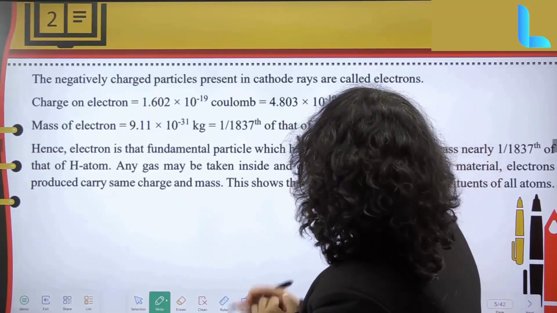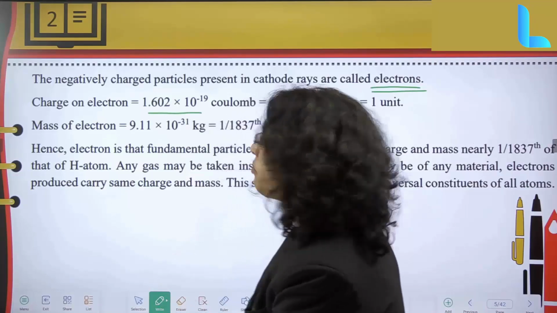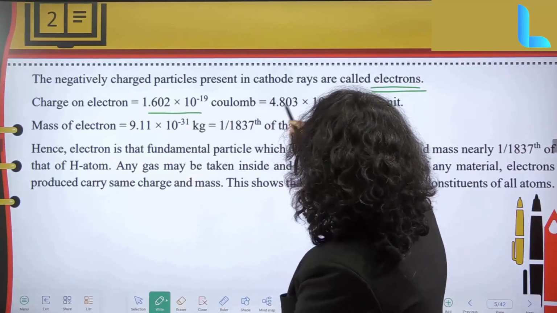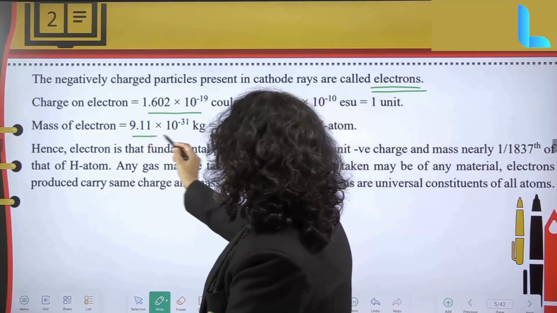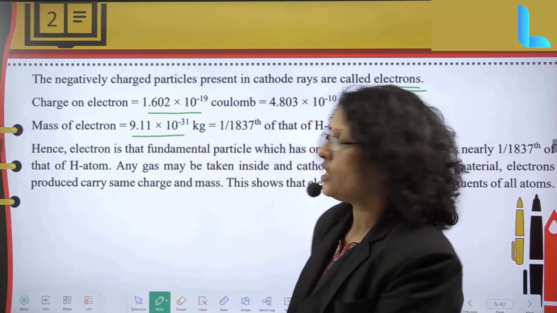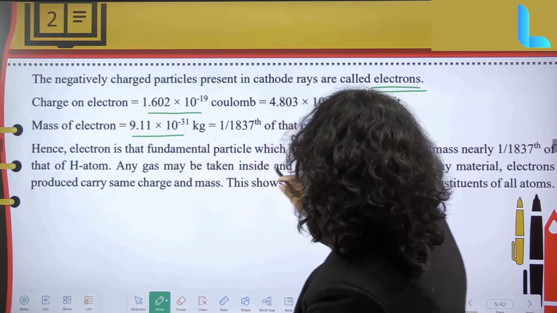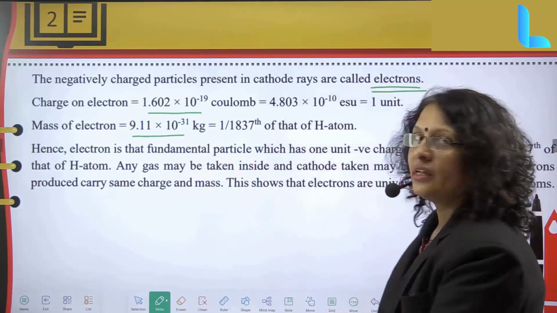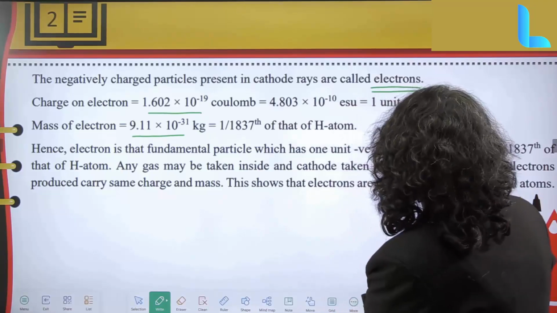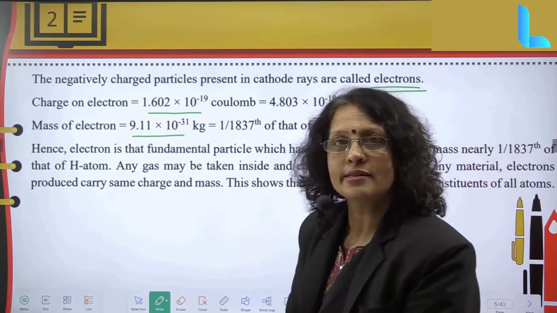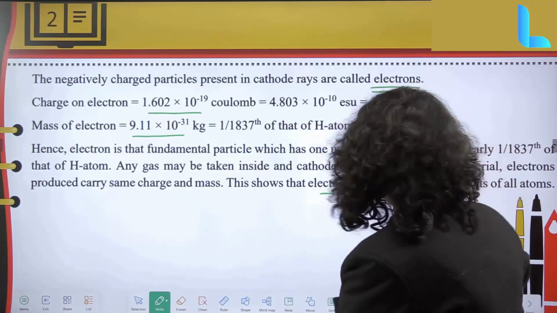The negatively charged particles present in cathode rays are called electrons. The charge on an electron is 1.602 × 10^-19 coulombs, which equals 4.803 × 10^-10 ESU, or 1 unit. The mass of the electron is 9.11 × 10^-31 kg, or 1/1837th of that of a hydrogen atom. Hence the electron is the fundamental particle which has 1 unit negative charge and mass nearly 1/1837th of a hydrogen atom. Any gas may be taken inside and the cathode may be of any material. Electrons produced carry the same charge and same mass. So this shows electrons are a universal constituent of all atoms.